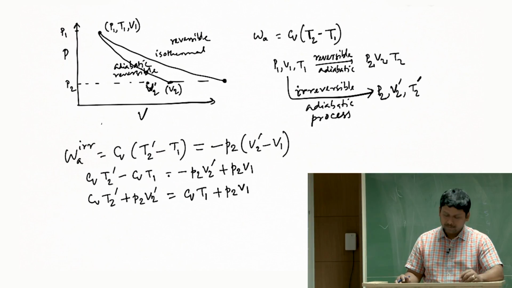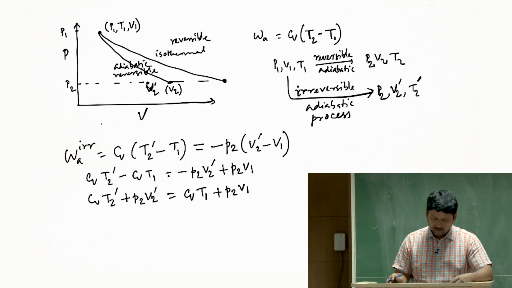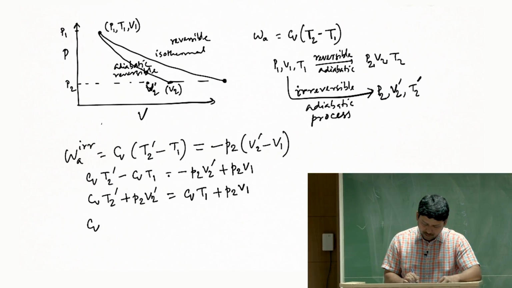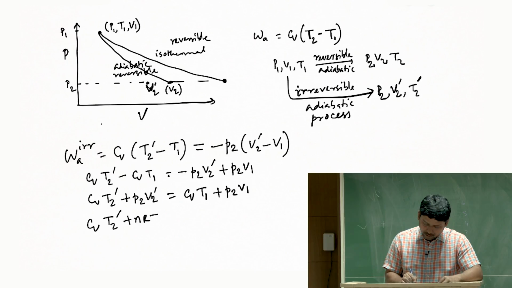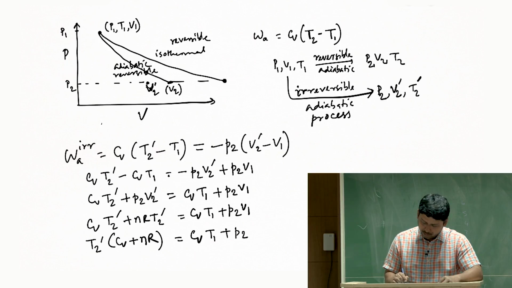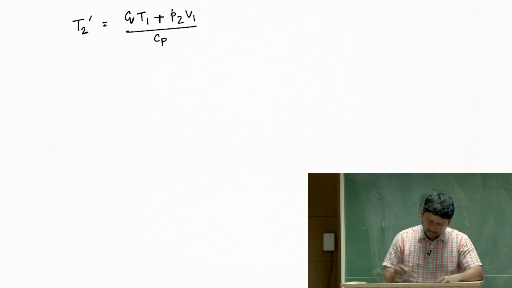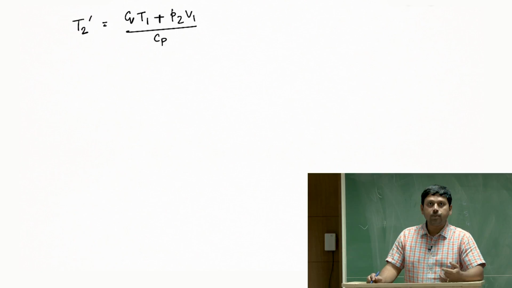Now, we know from the ideal gas equation of state that P1 V1 equals nRT1, and P2 V2 prime will be nRT2 prime. So, you can write Cv T2 prime plus nR T2 prime is equal to Cv T1 plus P2 V1. So, we can take T2 prime common and write (Cv plus nR) T2 prime is equal to Cv T1 plus P2 V1. Now, we know that Cv plus nR is Cp. So, T2 prime is (Cv T1 plus P2 V1) by Cp. So, we got our final temperature T2 prime for an irreversible adiabatic process.